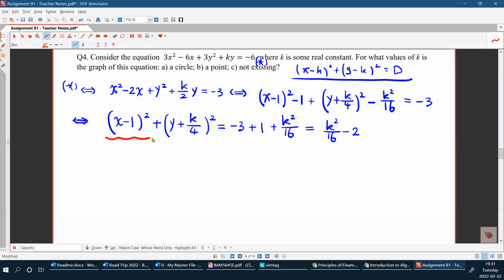Yes. Here, this looks more like a circle, right? And whether it is a circle or not depends on the right side. So we need to discuss the value of the right side. First of all, a circle. When it's a circle, this value needs to be greater than 0. It is a circle, right?